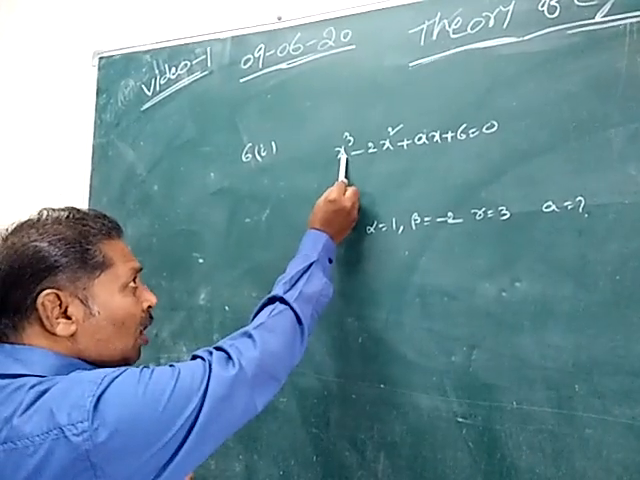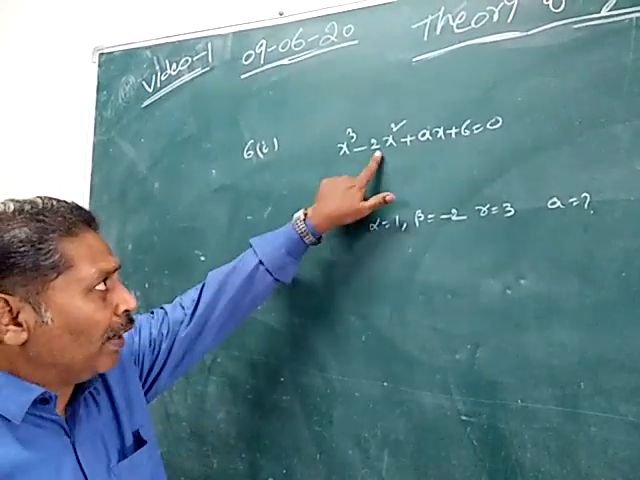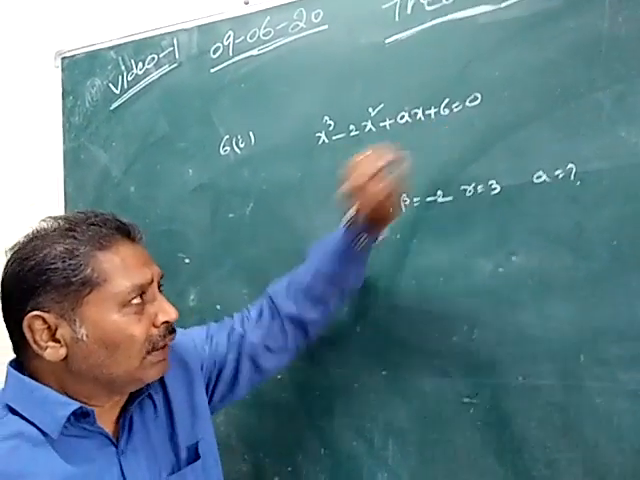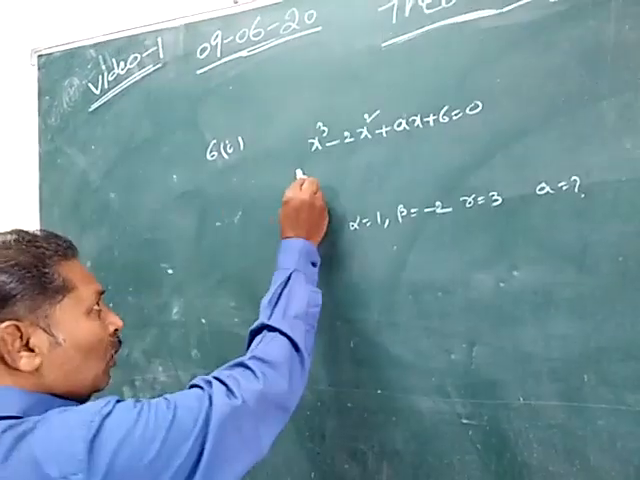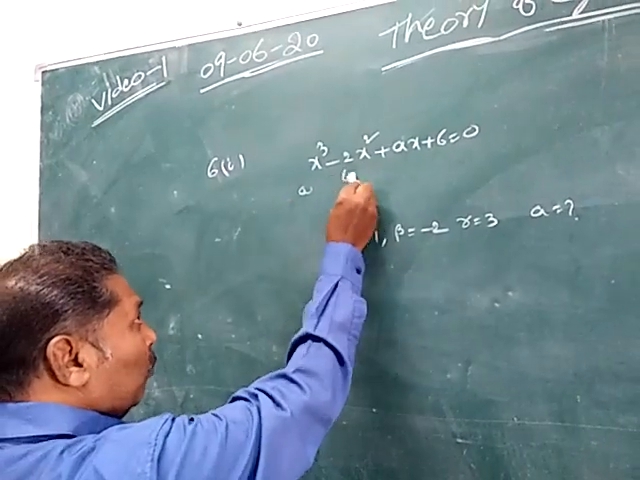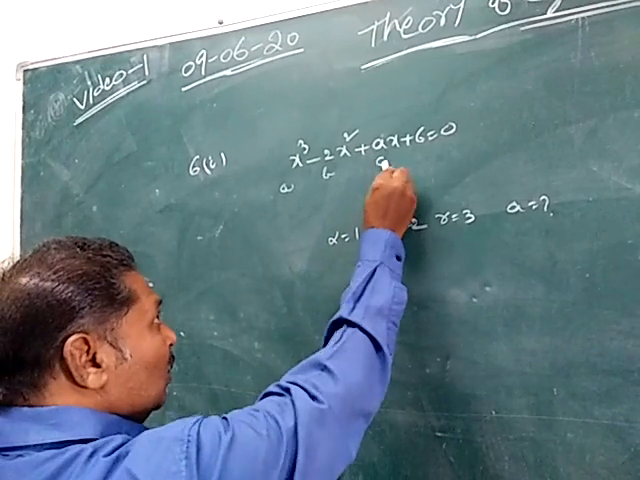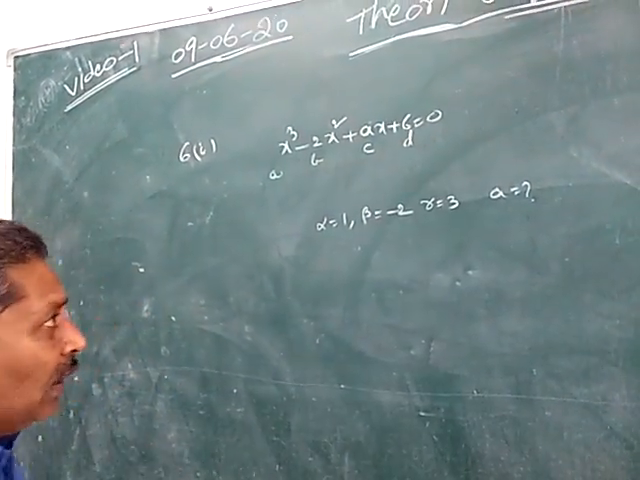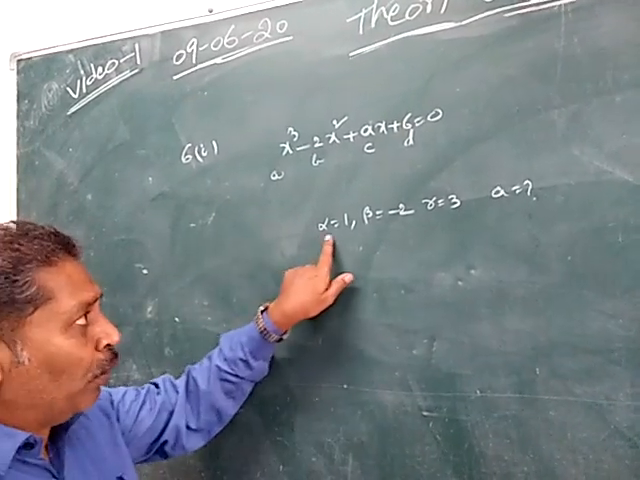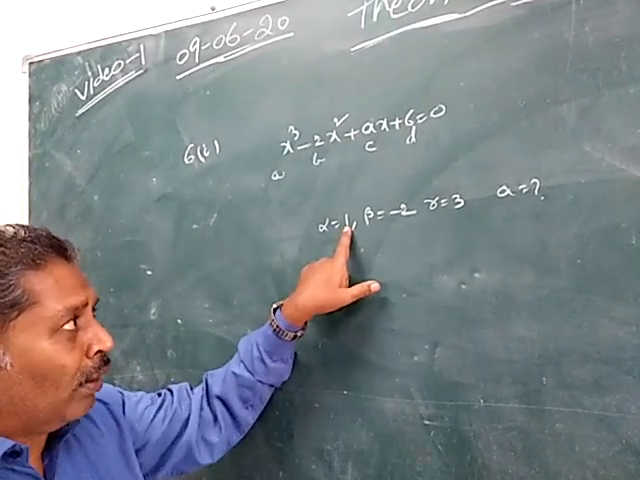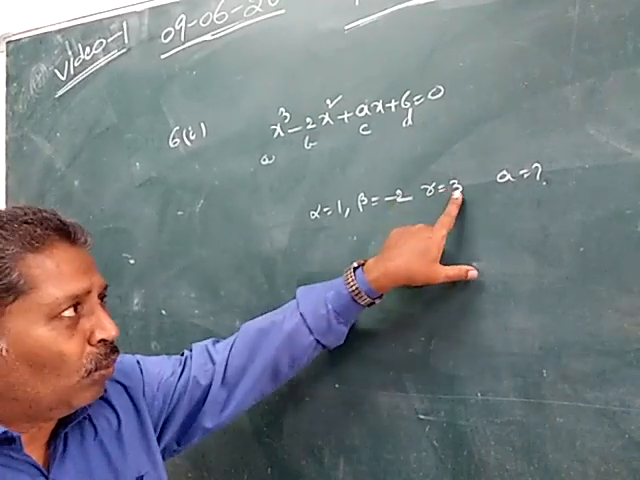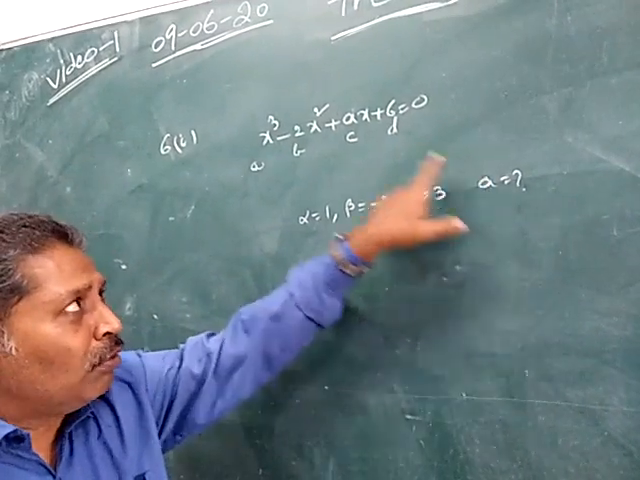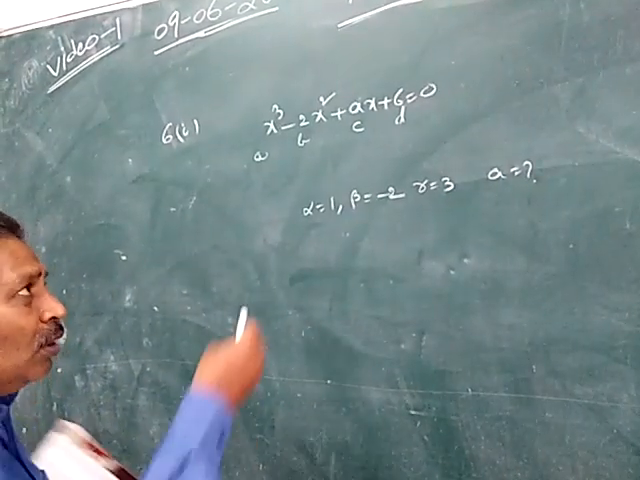Is x cube minus 2x square plus ax plus 6 equal to 0. So a value 1, b value minus 2, c value a, d value 6. Given roots are 1, minus 2, 3. Find the value of this a.